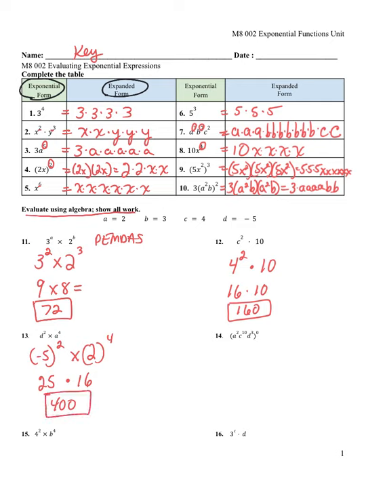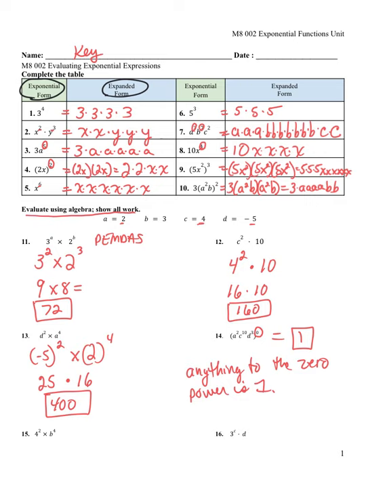Ooh, number 14 looks hefty, and you might think you have to plug in 2 for a, 4, and then negative 5. However, anything to the 0 power is 1. So this answer is in fact 1. Anything to the 0 power is 1.